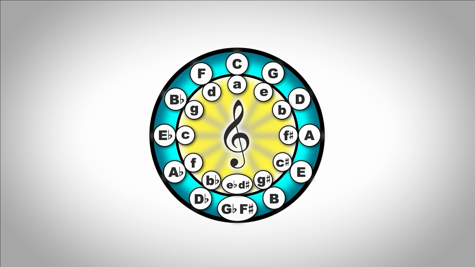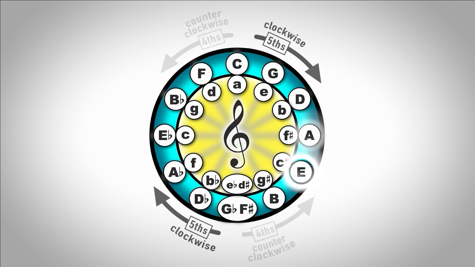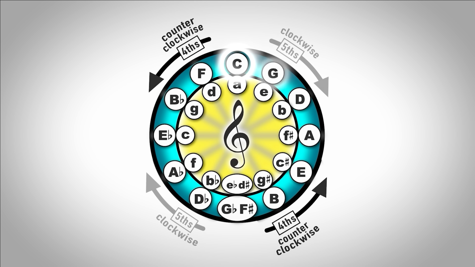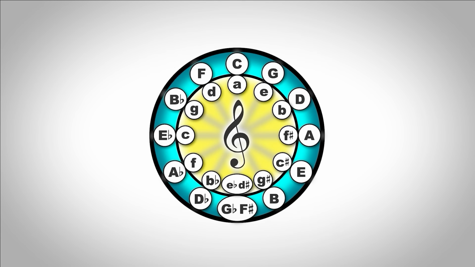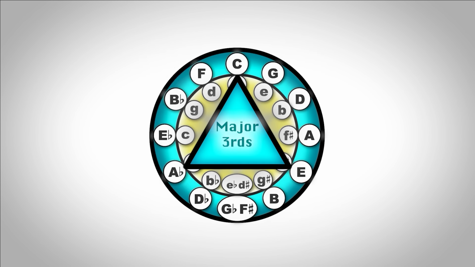Fifths run clockwise in the circle. Fourths counterclockwise. In addition to the fourths and fifths in consecutive positions on the circle, a triangle will point to major thirds and their enharmonic equivalents.